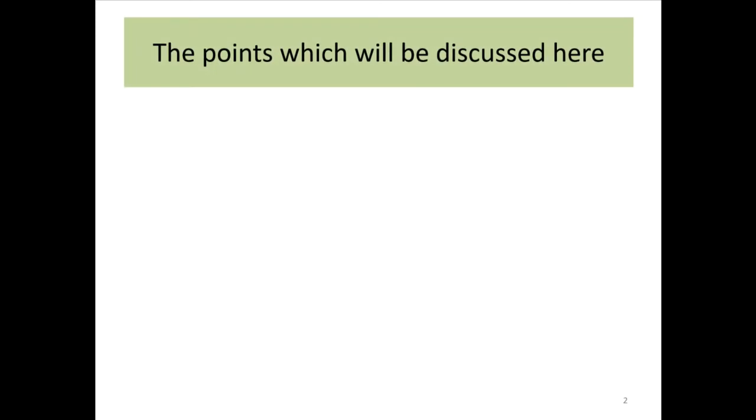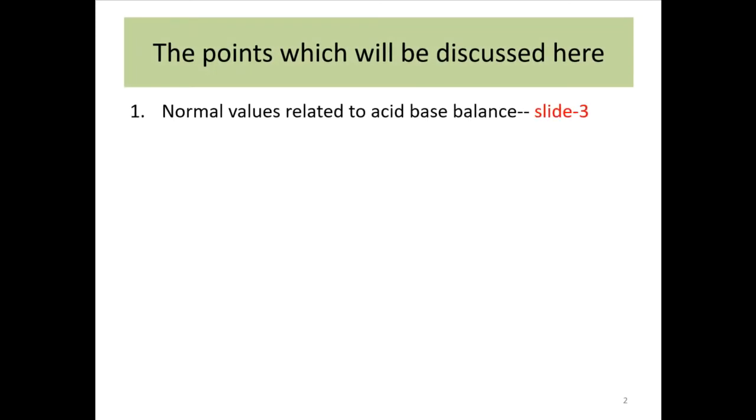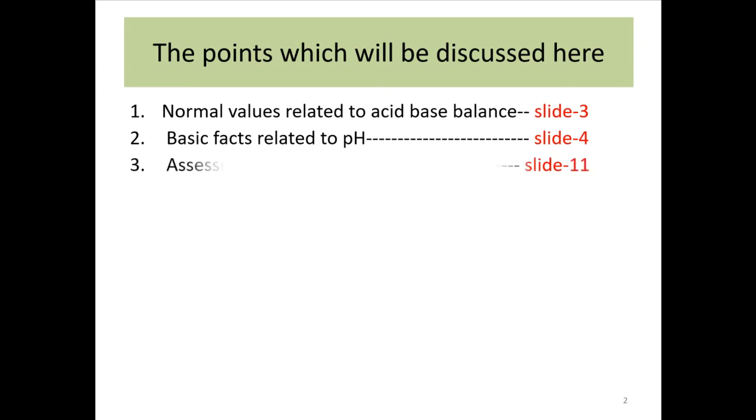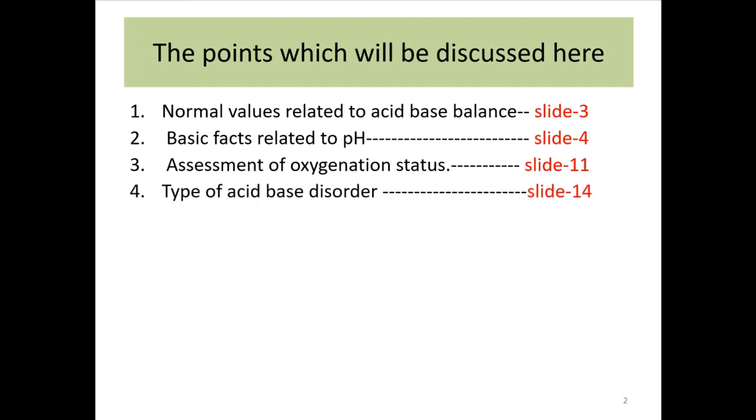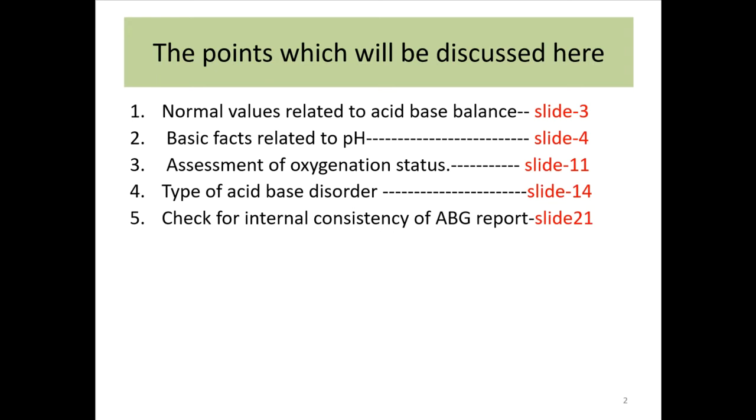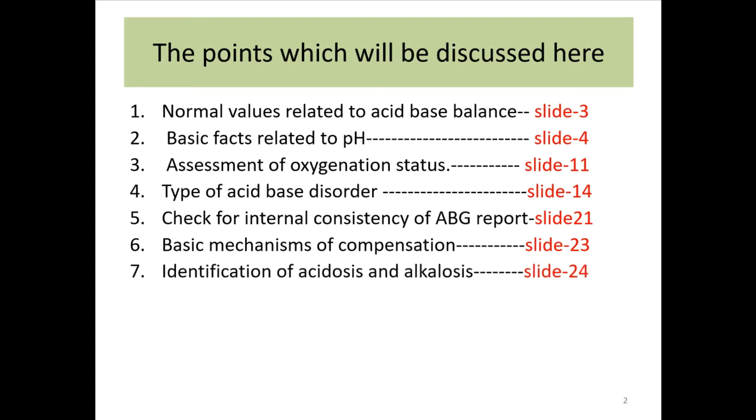The points which will be discussed here: Normal values related to acid-base balance, Slide 3. Basic facts related to pH, Slide 4. Assessment of oxygenation status, Slide 11. Type of acid-base disorder, Slide 14. Check for internal consistency of ABG reports, Slide 21. Basic mechanisms of compensation, Slide 23.